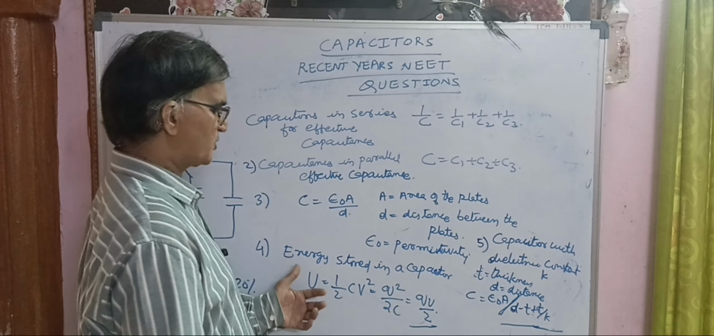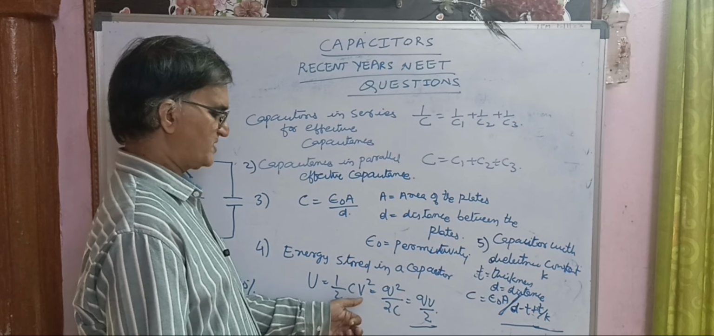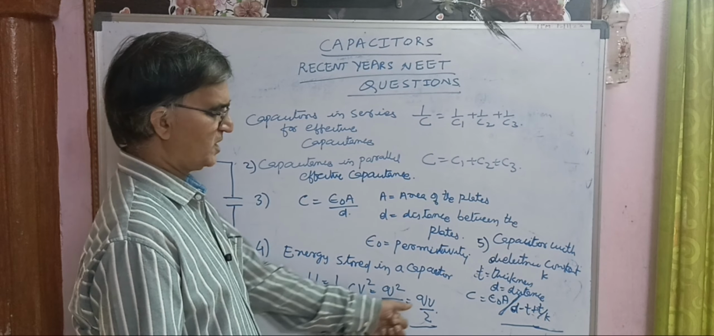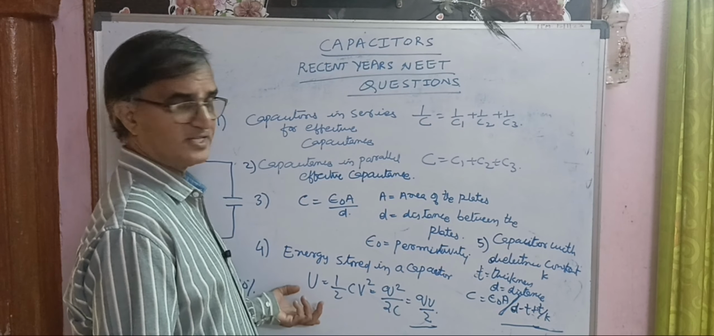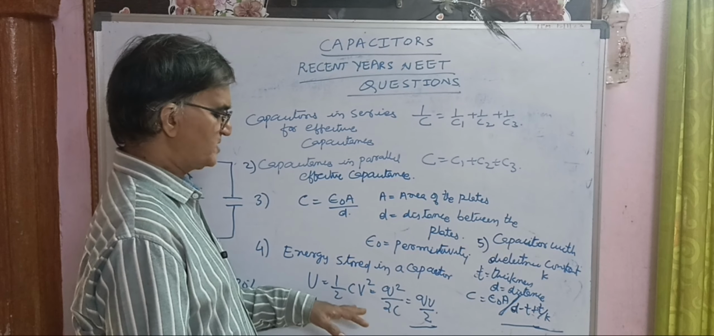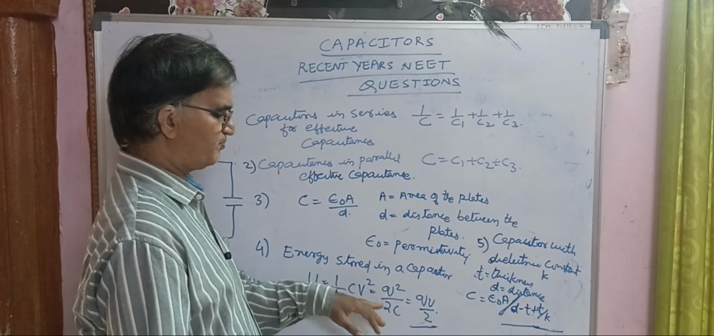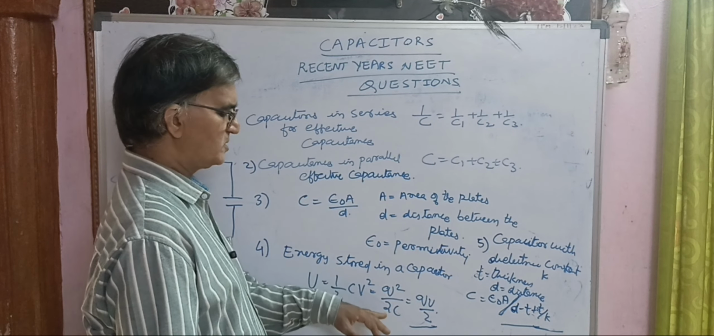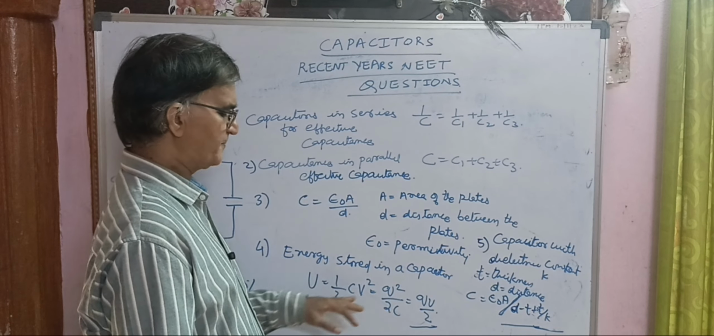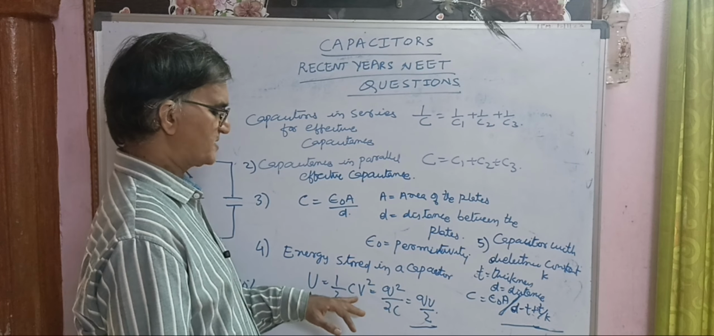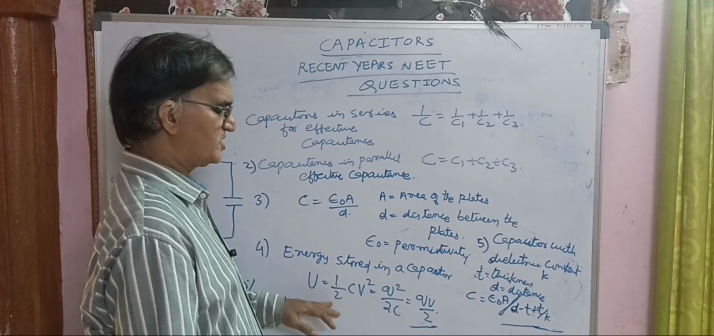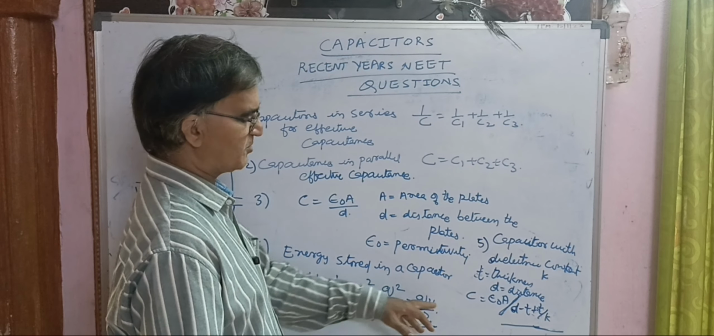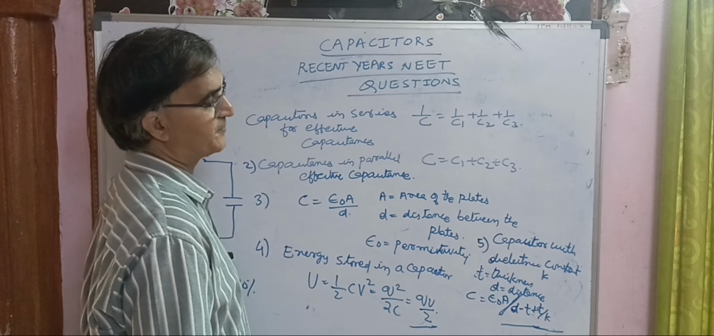Next, energy stored in a capacitor is given by the formula half CV square, Q square by 2C, or QV by 2. And we are going to use these formulas depending on the situation. Suppose a capacitor is charged to Q and C is the capacitance, you have to use this formula. Suppose a capacitor has capacitance C and potential V, you have to use this formula. If only charge and potential are given, you have to use the other formula.